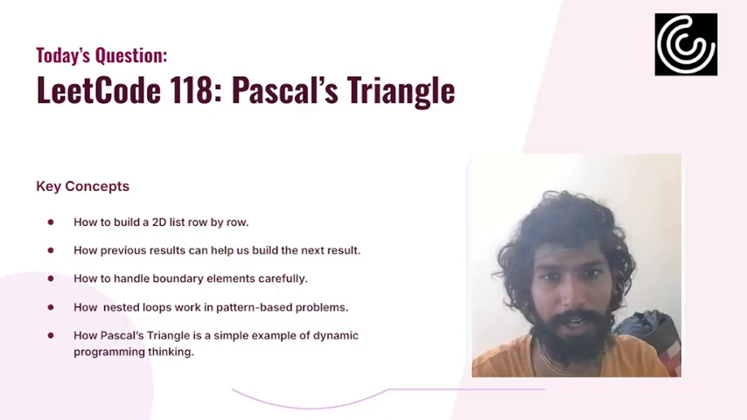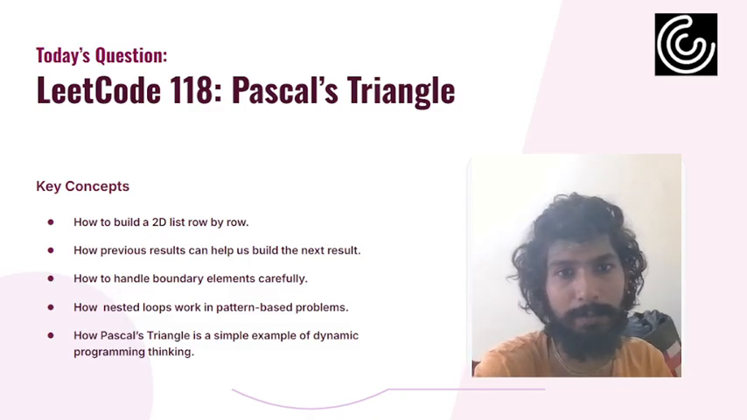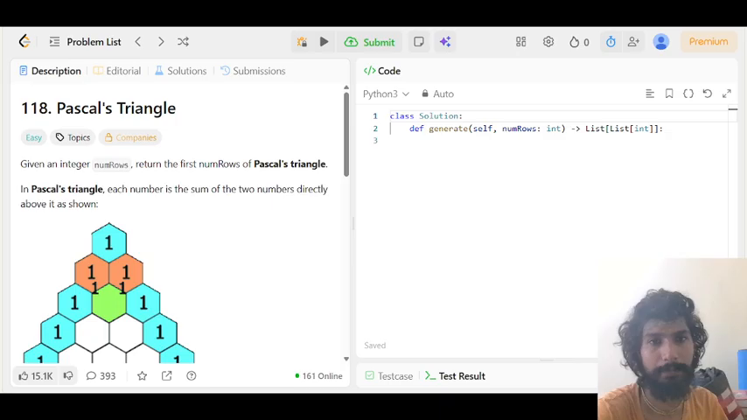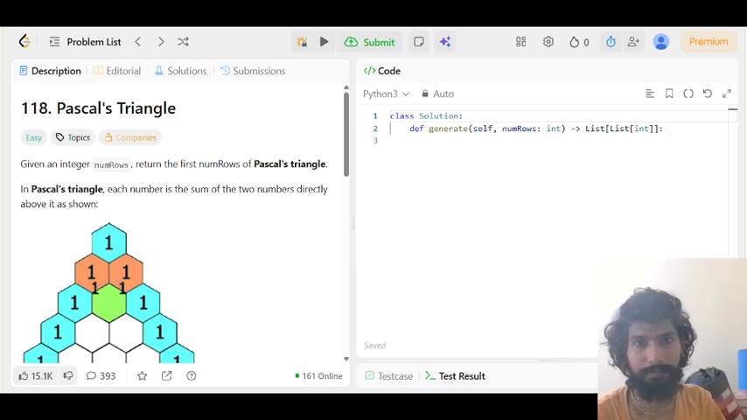Let us understand the problem first. We are given an integer numRows. Let me switch the screen. We are given an integer numRows. We have to return the first numRows of Pascal's triangle.